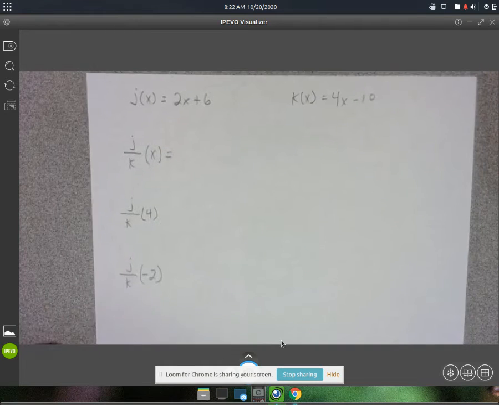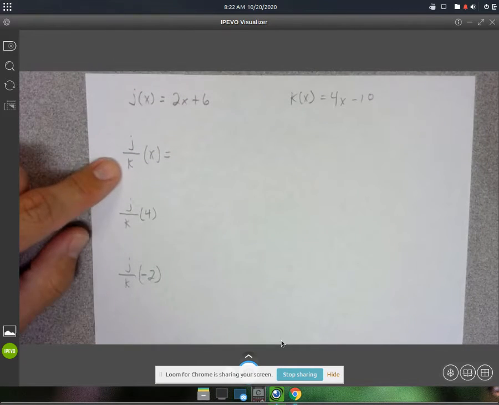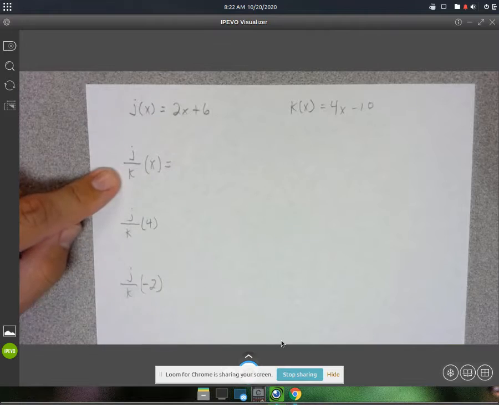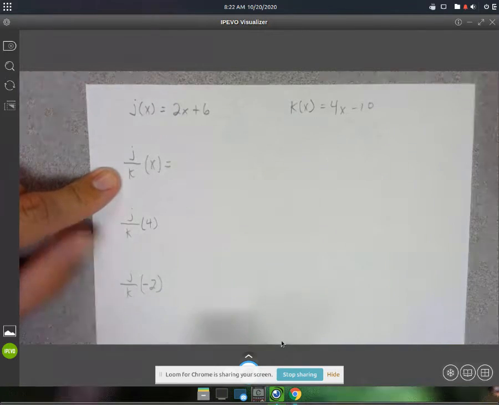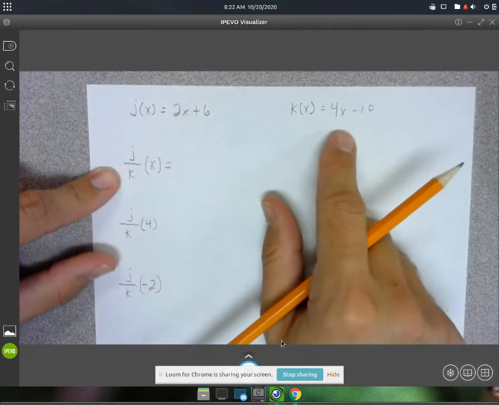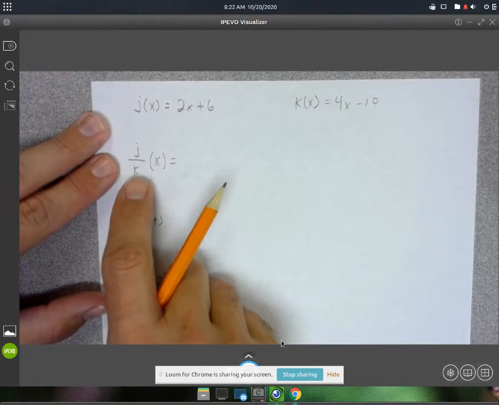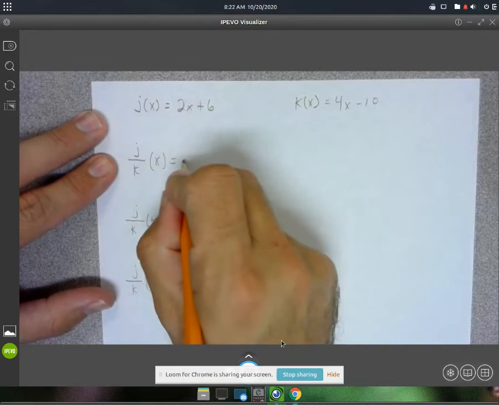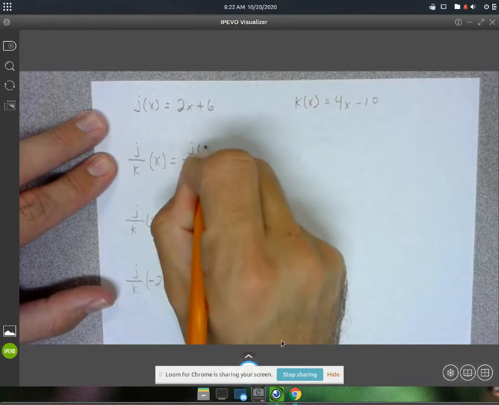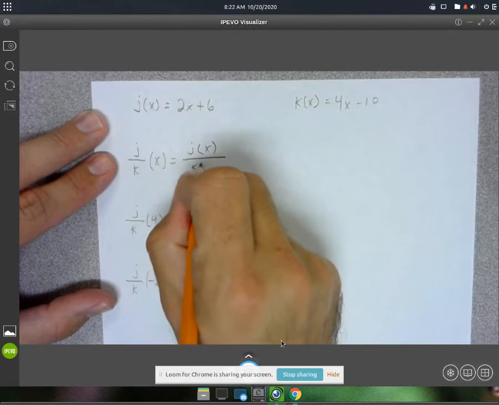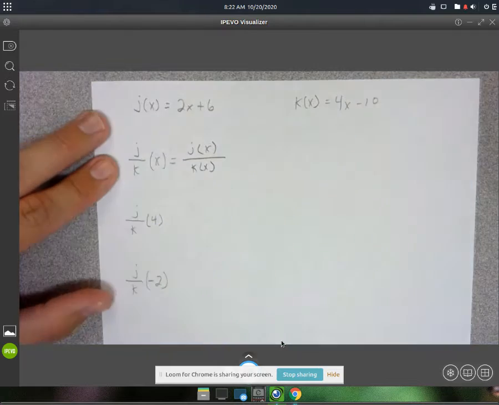All right, so this time we are going to be dividing the functions, and this is actually pretty easy. All right, so j of x and k of x are defined right here. So we're asked to find j over k of x. So all that is j of x over k of x. That's all that is.